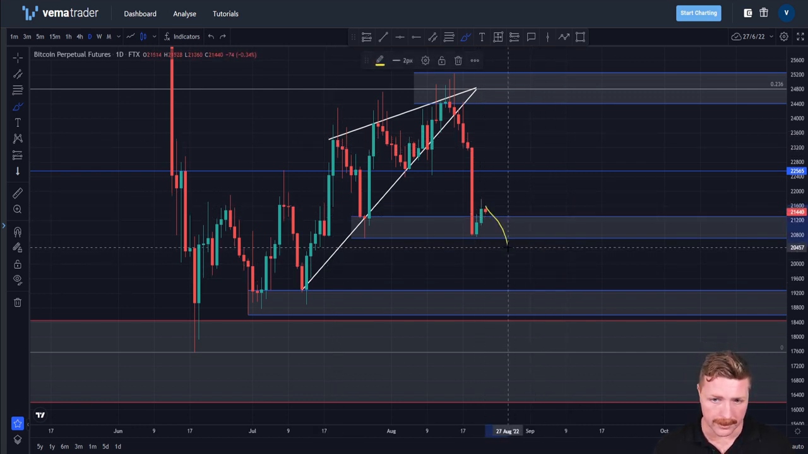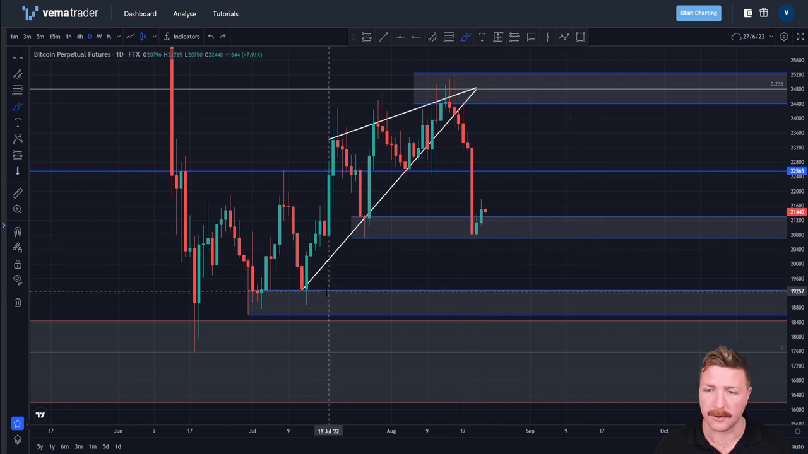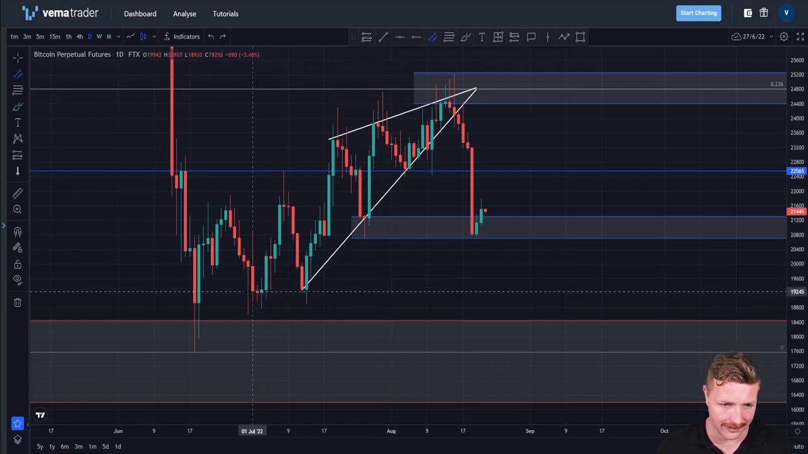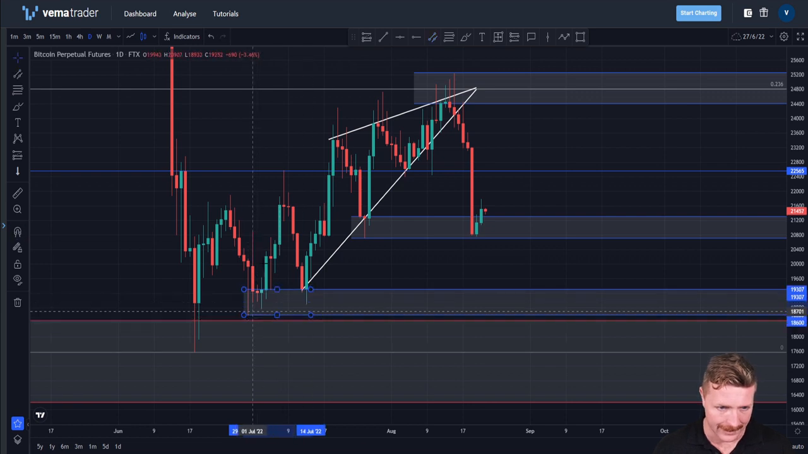In terms of if we break down and lose this zone, then I would be looking at 20k, right? 19,294 is the top of the next daily zone. So that is not what I wanted to do. I did not want to get rid of that zone, but that's all right. We'll just draw it back in.